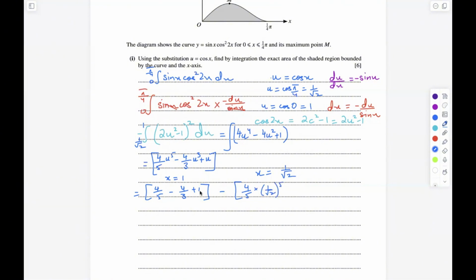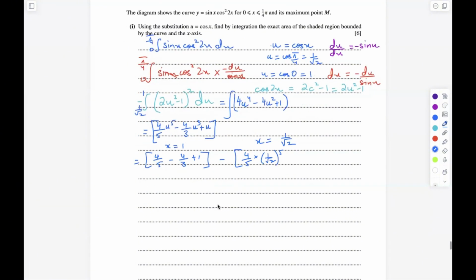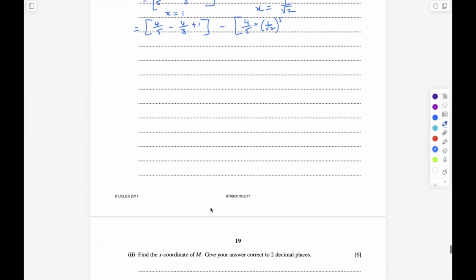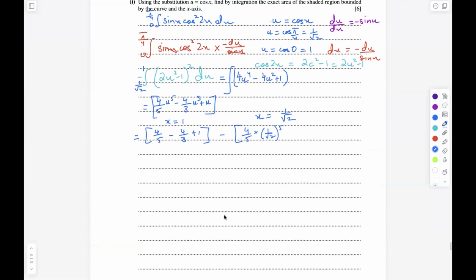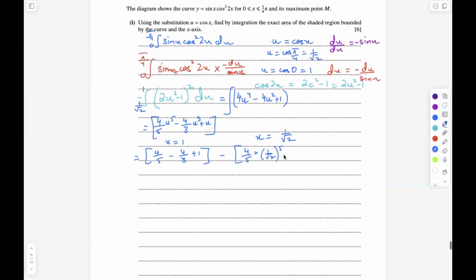I have to write this so that we only have a single page for this answer, so we have to make sure that all our working fits inside this page. So this will become 4 upon 5 into 1 upon root 2 to the power 5, then 4 upon 3 into 1 upon root 2 to the power 3, plus 1 upon root 2. And 4 upon 5 minus 4 upon 3 plus 1.